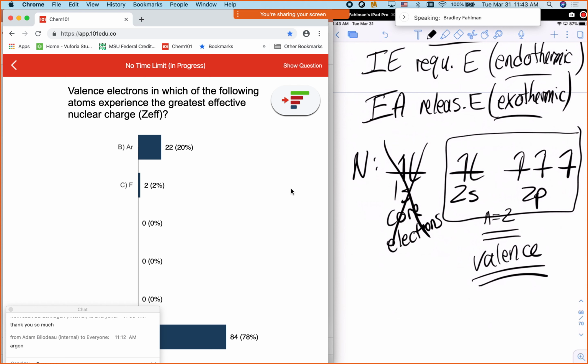Yeah, and so you're right. As you move left to right across a periodic table, you're adding more electrons, which means they are experiencing more positive pull from the nucleus. So argon, or the noble gas.